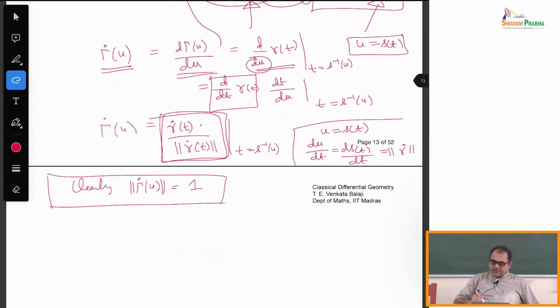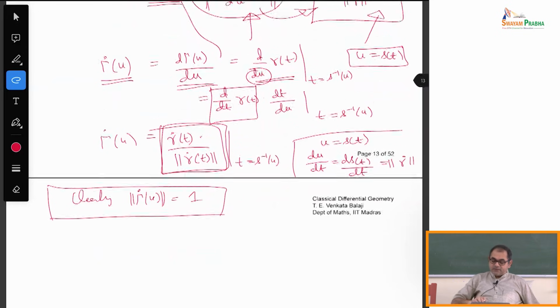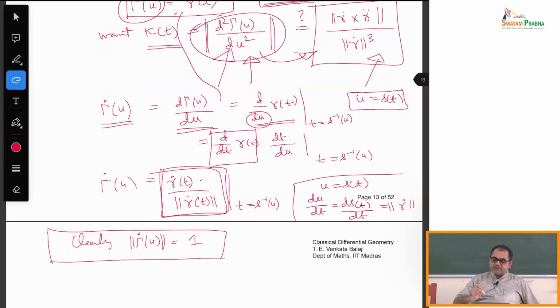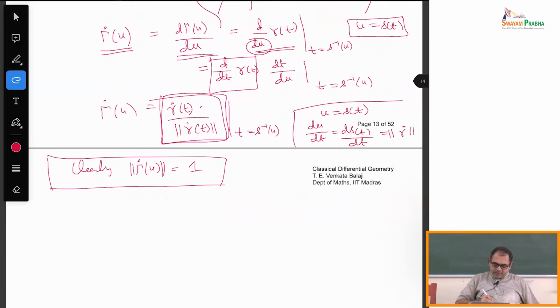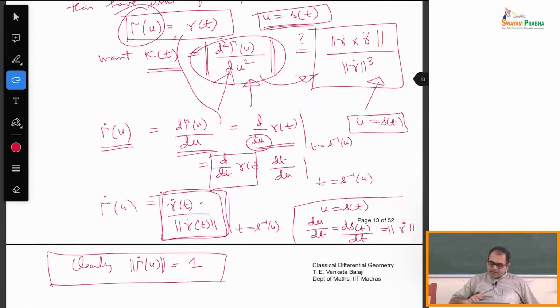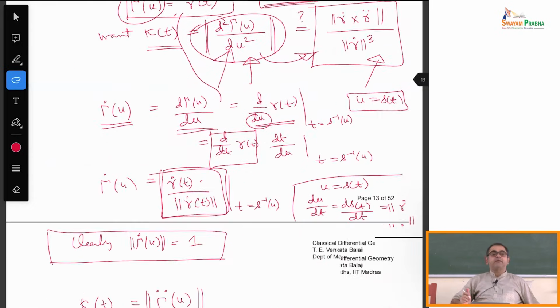So anyway, we have got this speed as 1. Now our aim is to calculate the curvature, which is the second derivative. So what I need is the curvature at t, which is the same as the curvature at S inverse of u if you want. You have to calculate capital gamma double dot of u, and then you have to take its norm. So I have to calculate this.